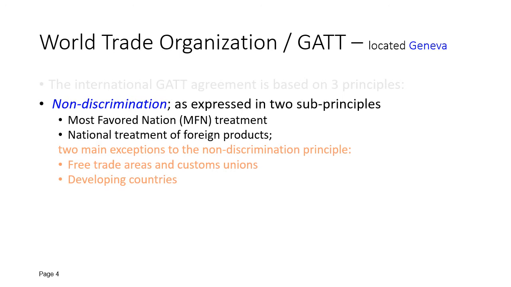There are exceptions to this rule. The first exception is if you belong to a free trade area or customs union, then non-discrimination does not need to apply to you. Why? The idea is that if you belong to a free trade area or customs union, you're already moving forward in terms of having free trade. You're doing something that's positive in terms of trade. Also, if you're a developing country, then non-discrimination does not apply to you either.